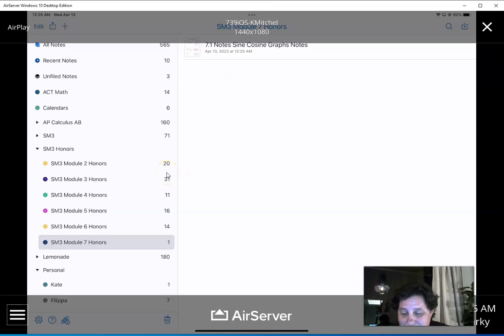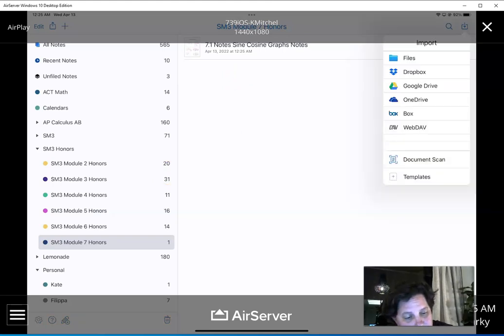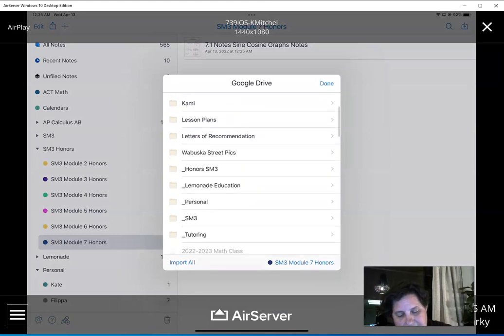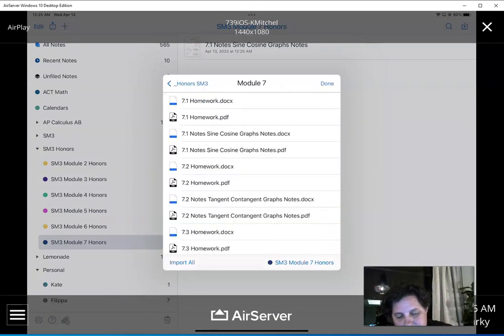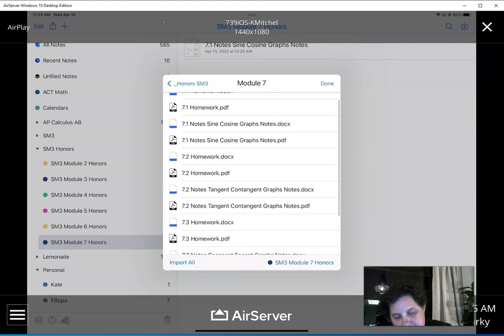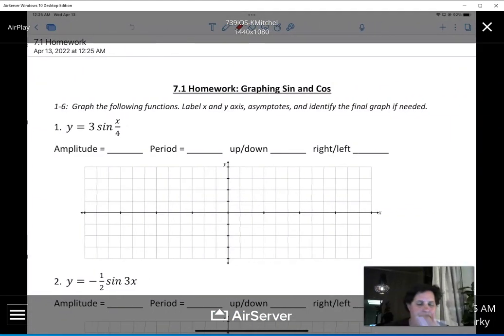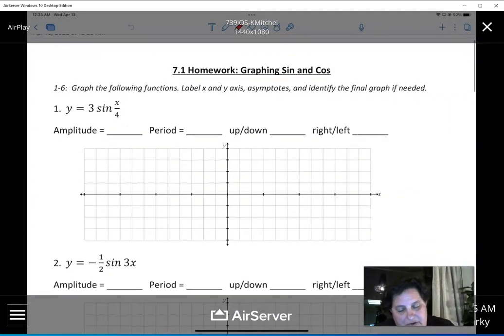Alrighty. That is definitely time. Let me just show you a little bit on your homework so that you guys don't get too confused here. There's the homework. Here we go. Okay. So for each thing, I want you to write the amplitude. Remember, that comes from A, period, left, right, up, down. If there's not, just put none.